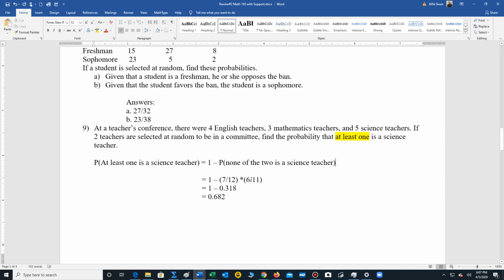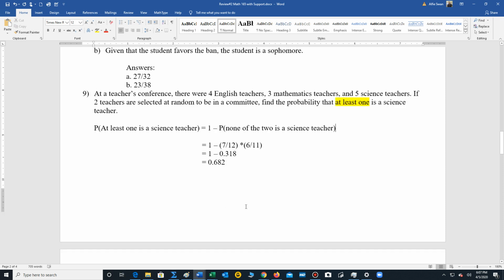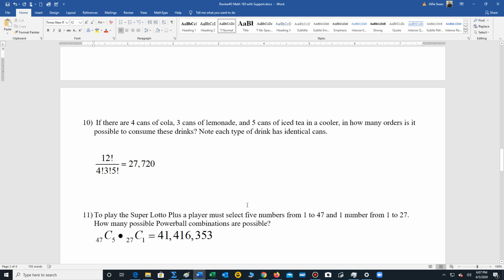So we just compute 1 minus, there's 2 teachers we're selecting, they cannot be science teachers, so there's 7 non-science teachers out of 12 times 6 out of 11. Multiply this out and compute, we get 0.682.